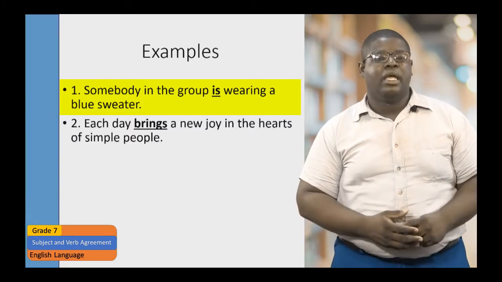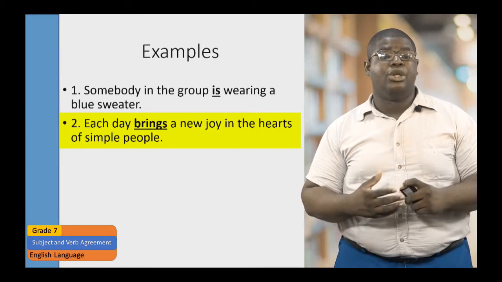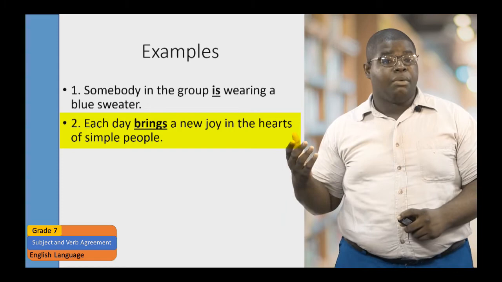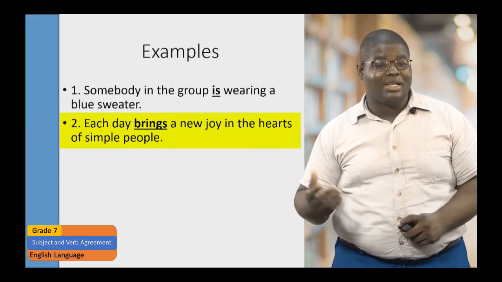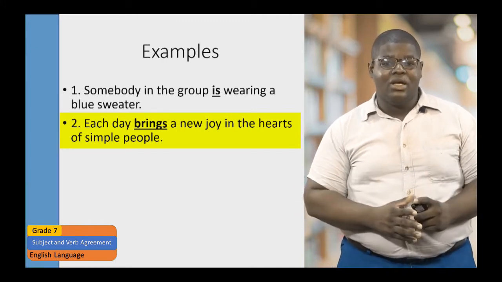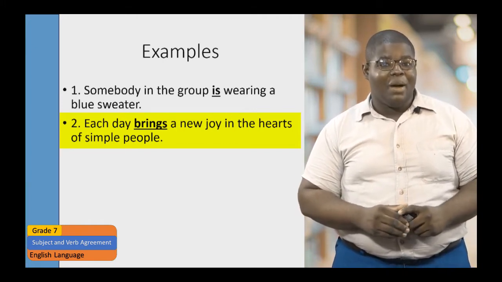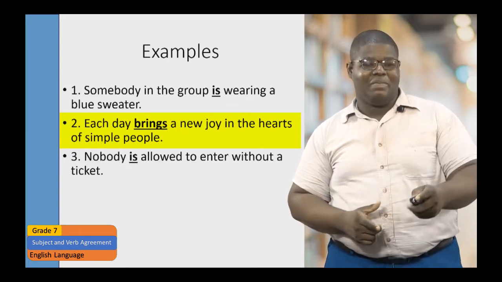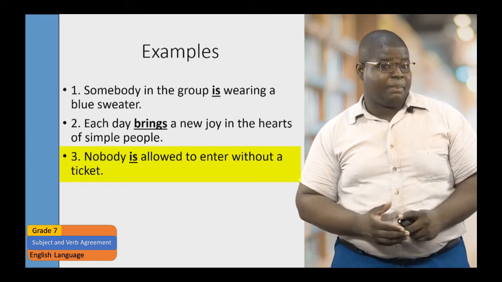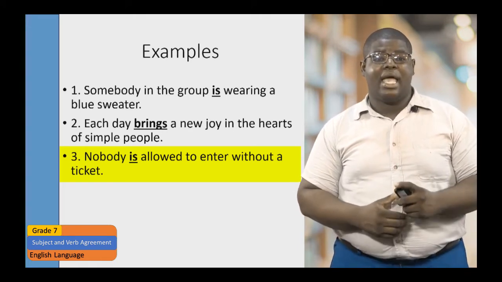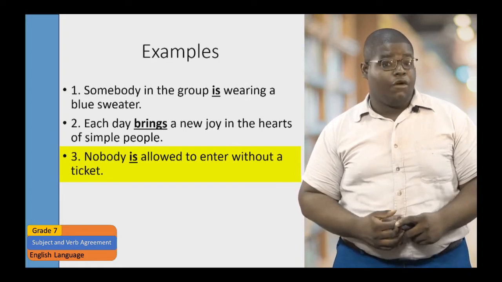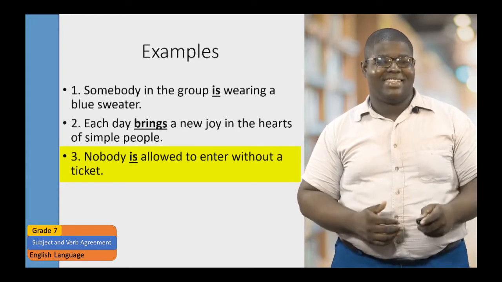Let's proceed. Each day brings a new joy in the hearts of simple people. So we have the definite pronoun each, followed by the singular verb brings with the S. Good job. Nobody is allowed to enter without a ticket. So we have the definite pronoun nobody followed by the singular verb is.